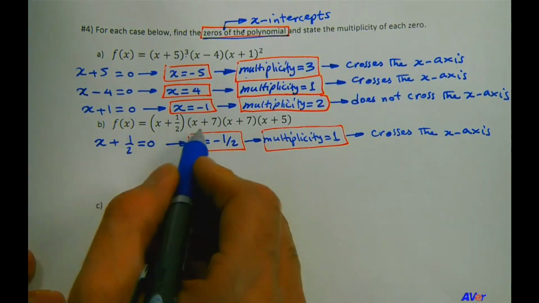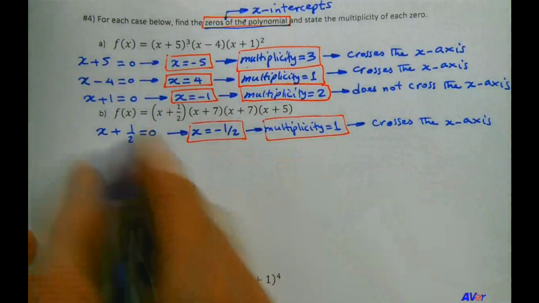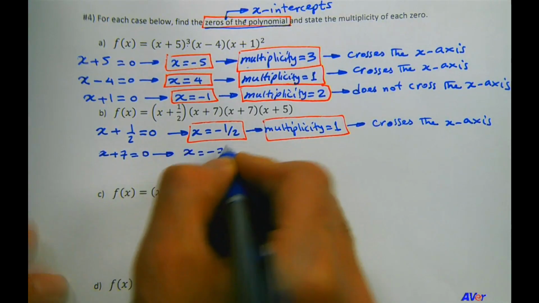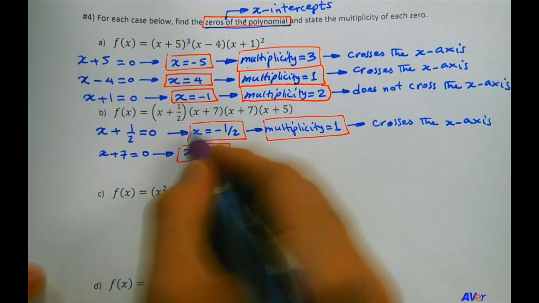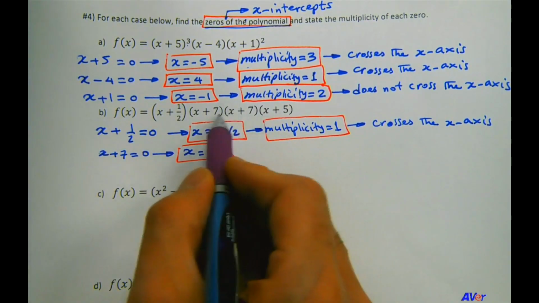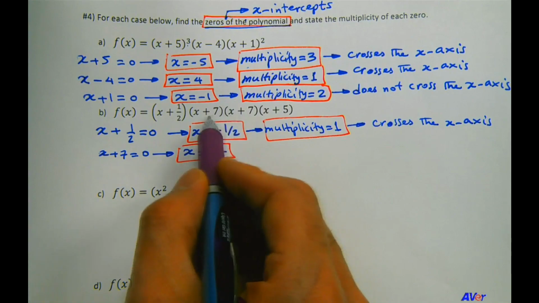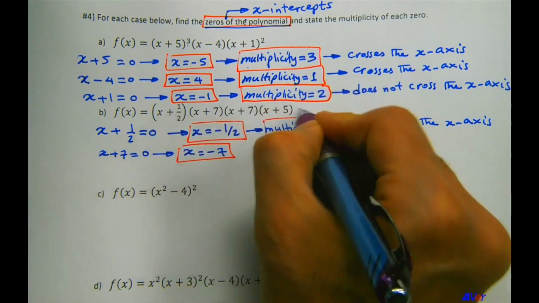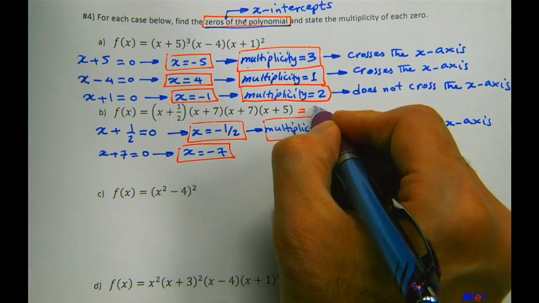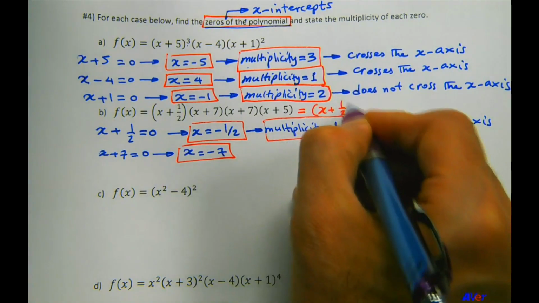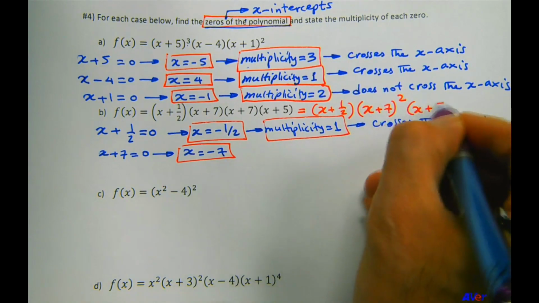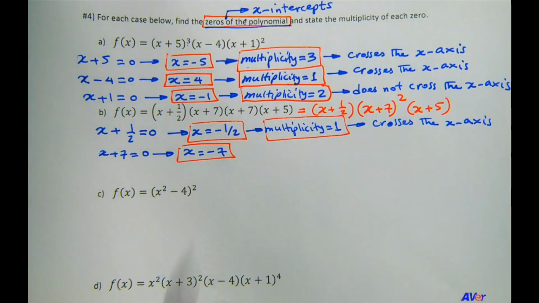Okay, so the next factor, x plus 7, let's set that equal to 0. We have x equals -7. That's the 0 of this polynomial. Oh, look at that. We have x plus 7 twice. So this polynomial, let me write it here. I just noticed it. So x plus 1/2 times x plus 7 squared times x plus 5. So that's what we really have. I just noticed that those factors should be combined.